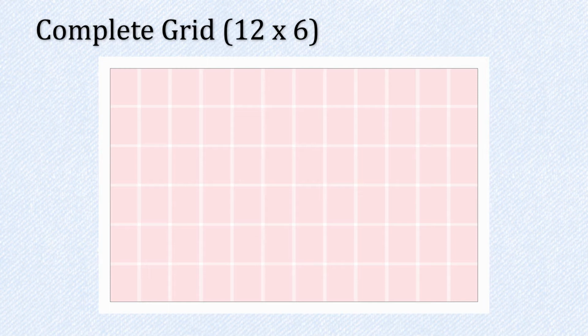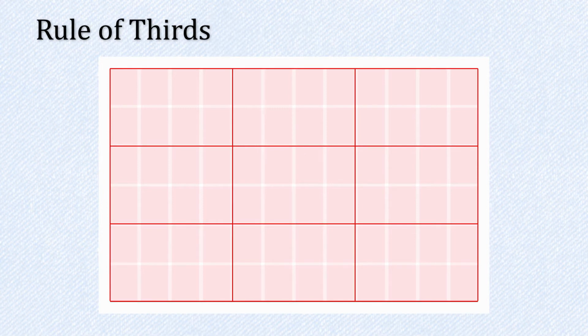You may be wondering why we went with a 12 by 6 grid. Well, one reason is how nicely it works with the rule of thirds. The rule of thirds is a design rule of thumb that suggests visual content should be imagined as divided into 9 equal parts, kind of like this.